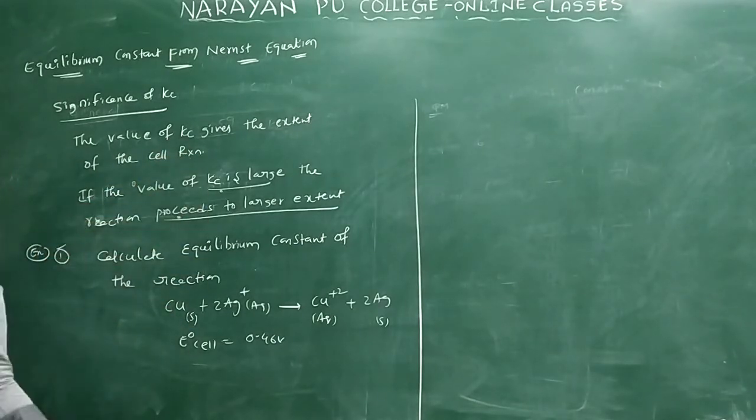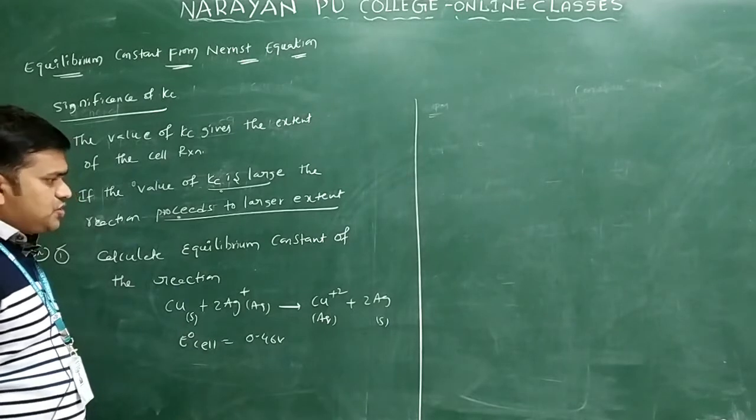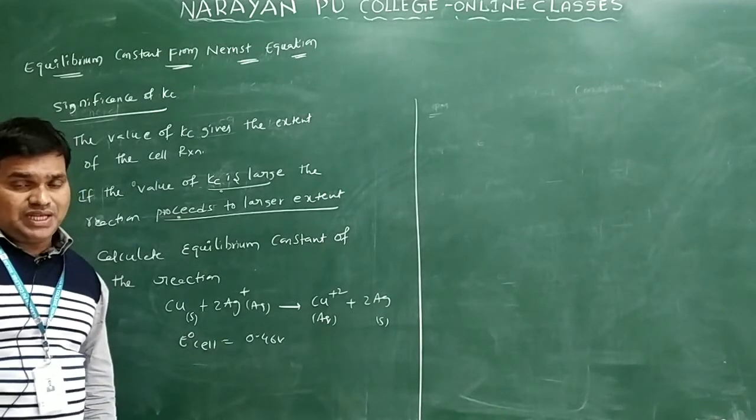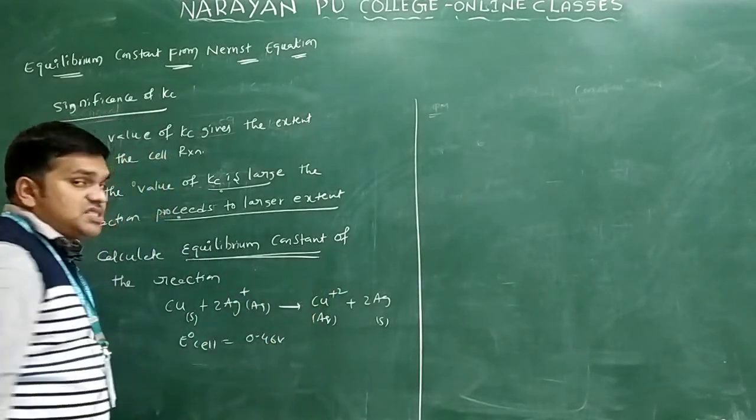This is from the NCERT textbook. Calculate the equilibrium constant of the reaction Cu + 2Ag+ gives Cu2+ + 2Ag. E naught cell is given as 0.46 volts. They are asking to calculate the equilibrium constant. Equilibrium constant means you have to find Kc.